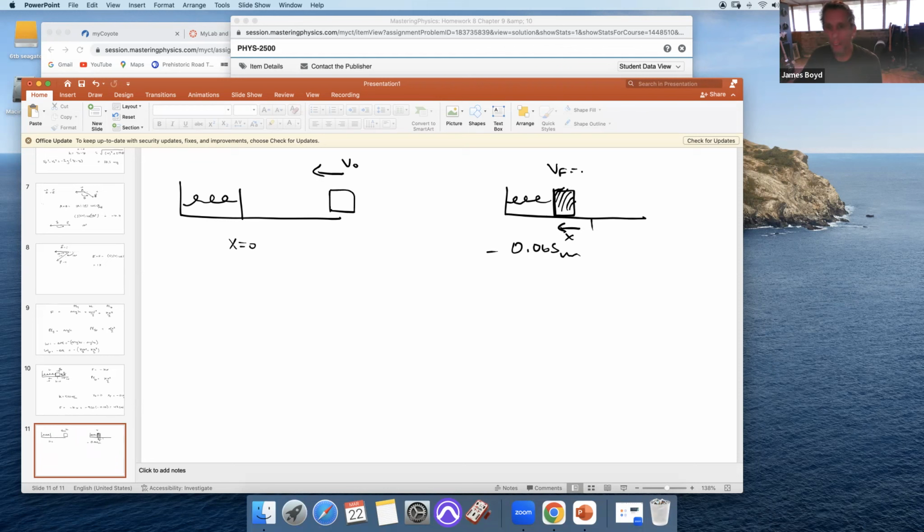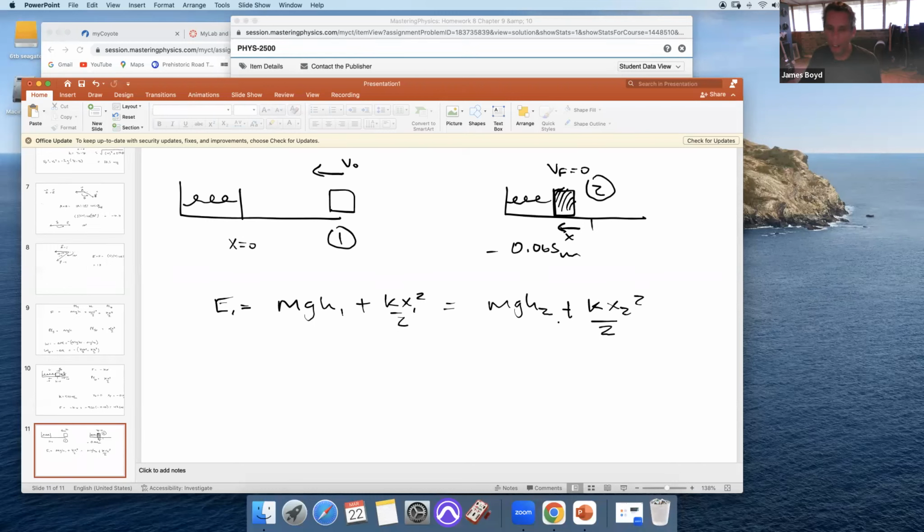So V final will be 0. It's going to come in, press on the spring and stop, and then the spring's going to push it away. And we want to know what V initial was. The energy at any time, we don't have to worry about mgh because the height isn't changing between these two, is mgh plus kx squared over 2. Now, this is energy 1. Energy 2 is the same thing. And by conservation of energy, they are equal. So this was energy 1, this is energy 2. We set those two things equal. There's no other forces besides spring or gravity, and we don't worry about gravity.